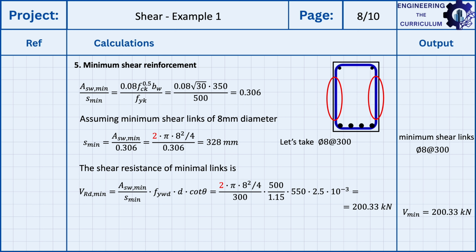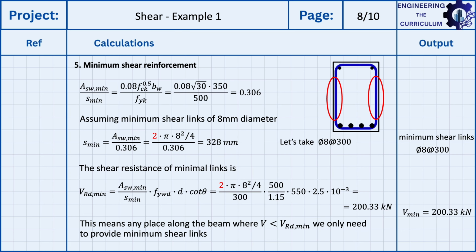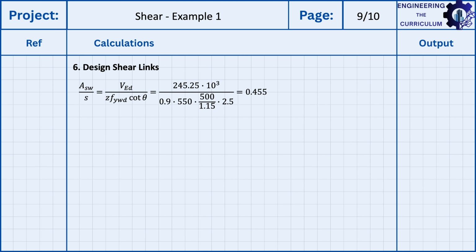So here we have everything. I just need to multiply by 10 to the minus 3 to organize my units into kilonewtons, and I get that the minimum shear links already cover up to 200.33 kilonewtons. And that means that any place along the beam where the shear is less than 200.33, I only need to provide minimum shear links. But what about the places where it's over? Well, there I actually need to design the shear links, which is what we're doing now.